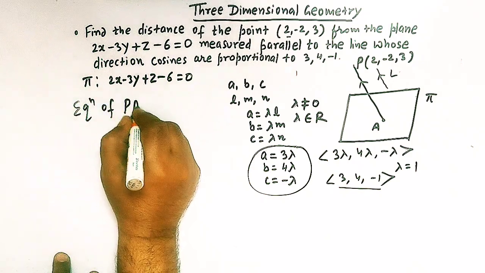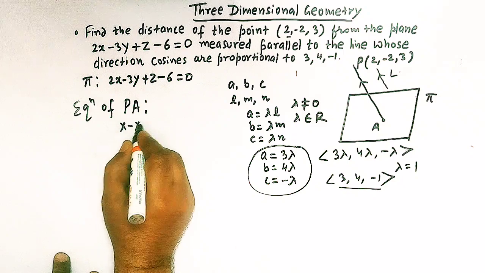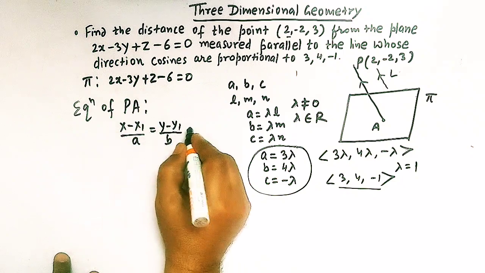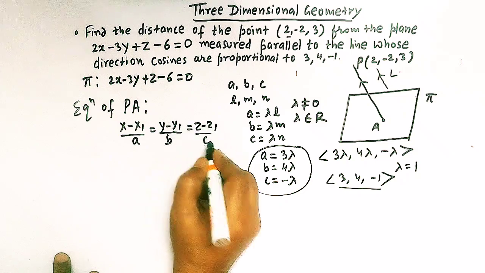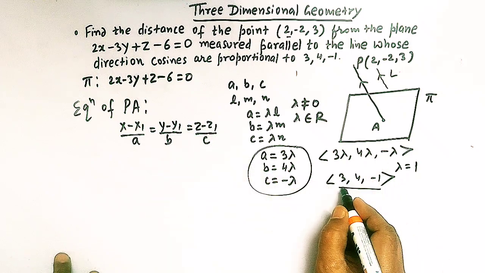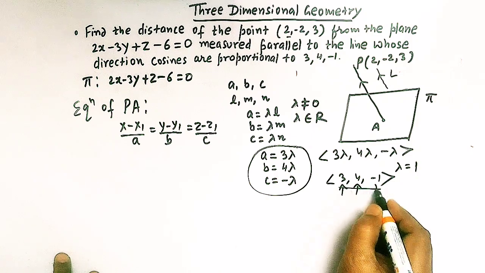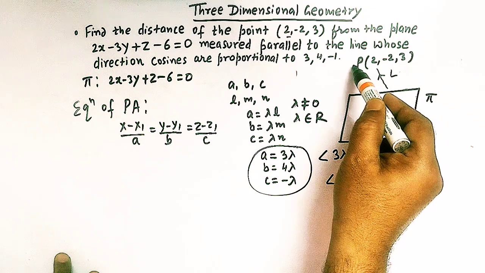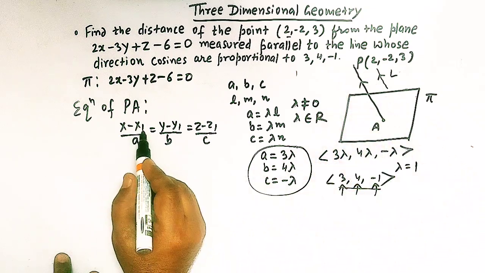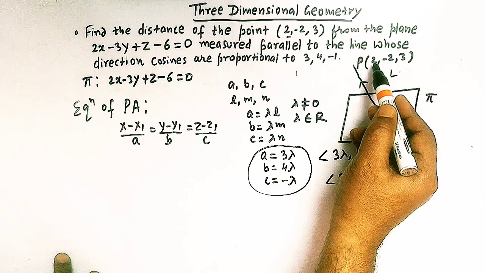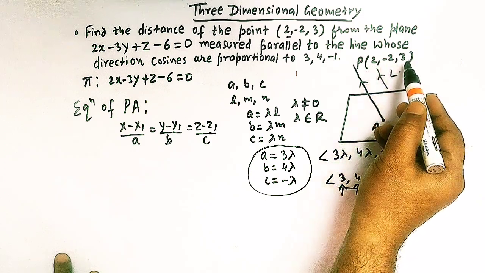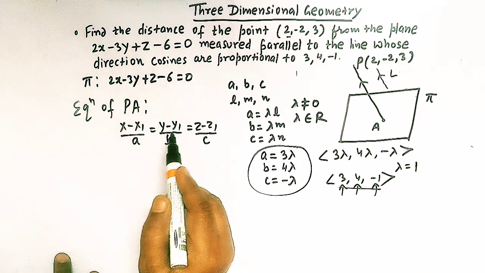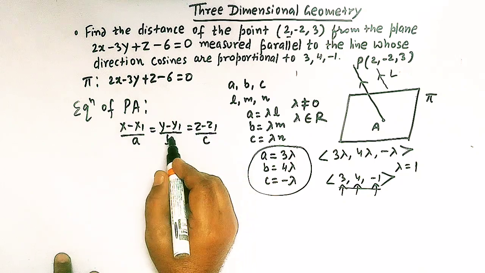So equation of PA is now (x minus x1) over a, (y minus y1) over b, and (z minus z1) over c. So a, b, c may be taken as 3, 4, and minus 1. So a, b, c denotes the direction ratios of PA, and x1, y1, z1 is our point 2, minus 2, and 3. So this form of equation is known as the symmetric form of the equation of a line.